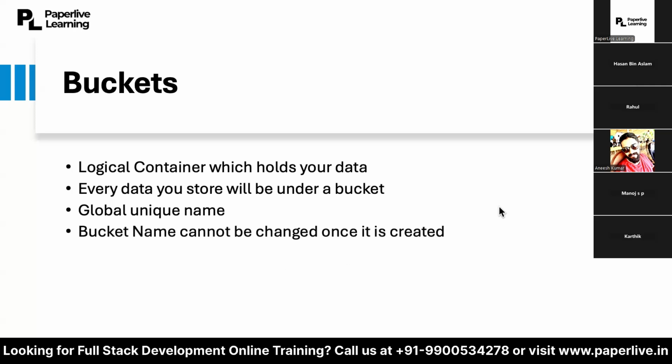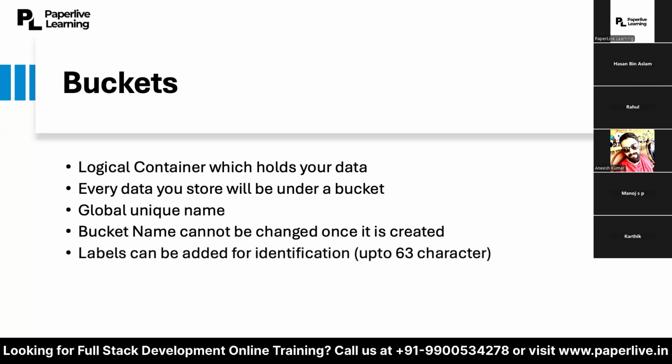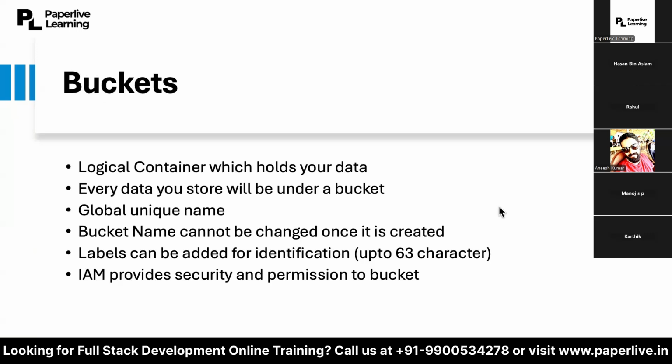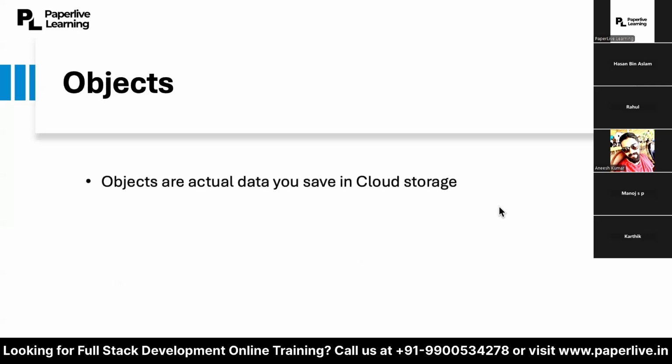The bucket name cannot be changed once it is created. Labels can be added, I'll show you. IAM provides security. This is about buckets, which are just a logical container. Objects are your actual data, which you save in Google Cloud Storage.